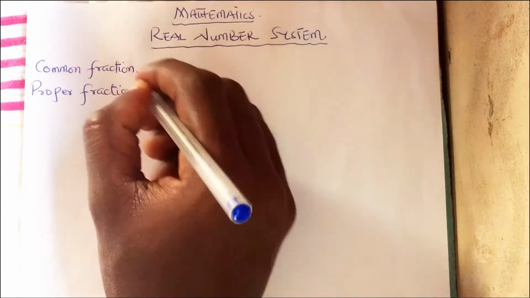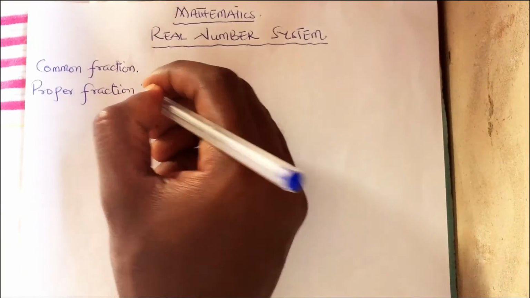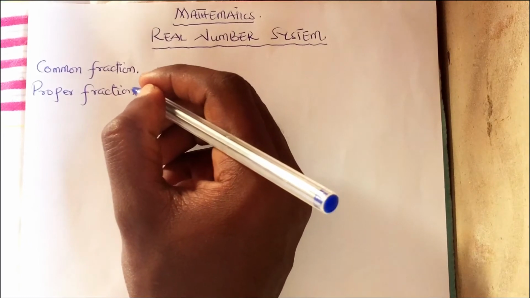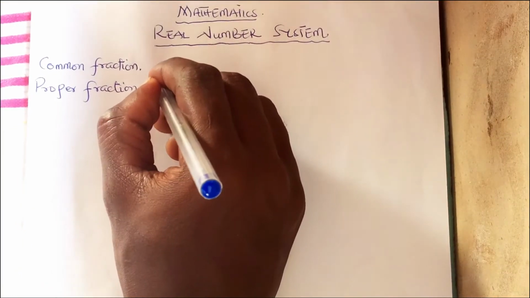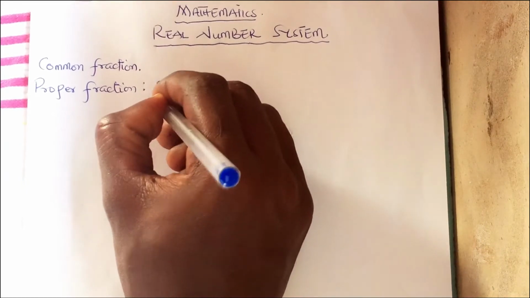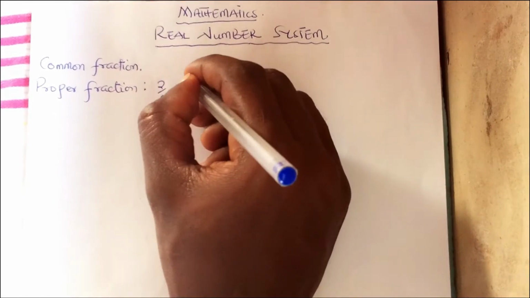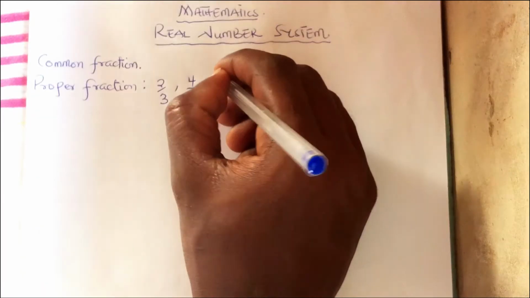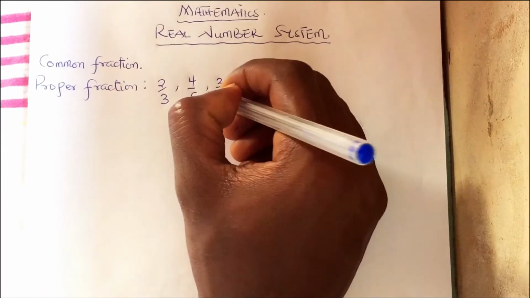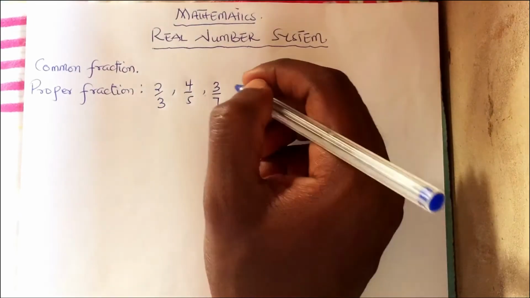With proper fractions, the numerators are always smaller than the denominators. So we have examples such as 2 on 3, 4 on 5, 3 on 7. These are all proper fractions.